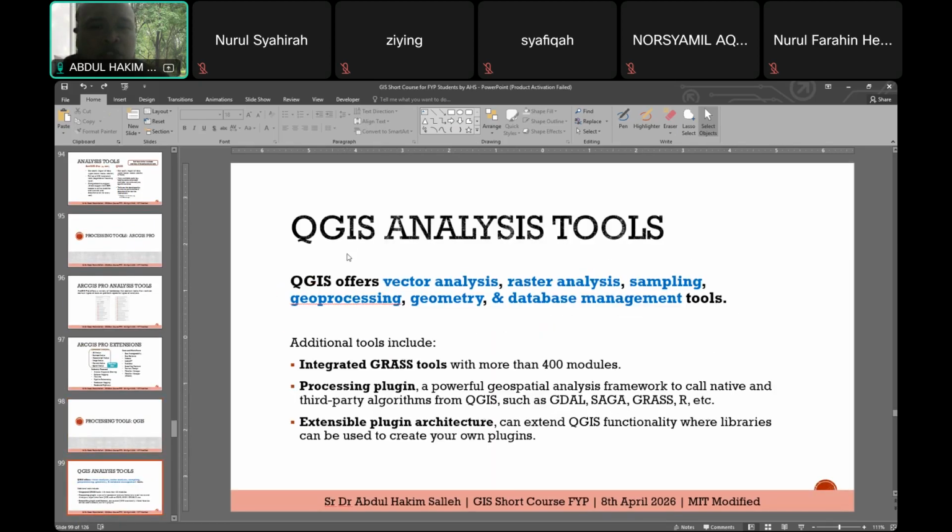How about Quantum GIS? Actually, it's about the same, but it comprises two categories. First, Quantum GIS. Another one is GRASS. Quantum GIS is much easier to use, but if you want to go deeper into the research, you can go for GRASS.